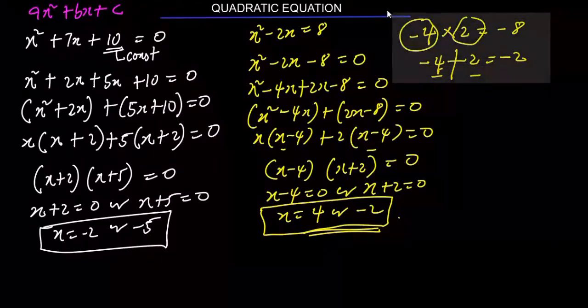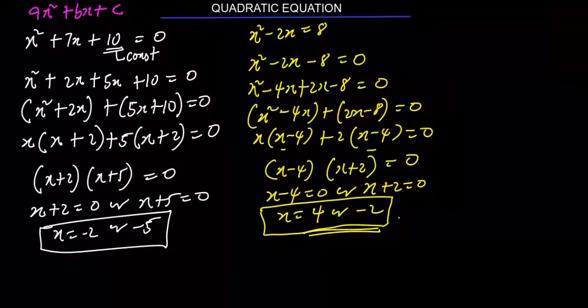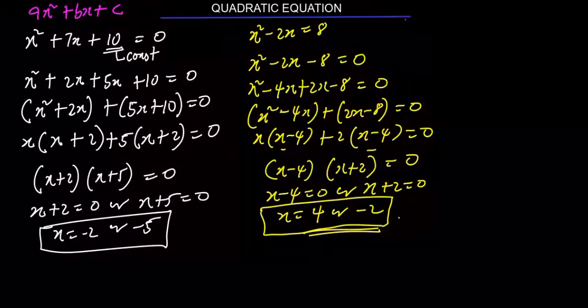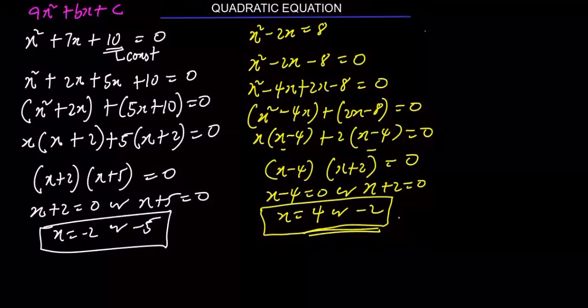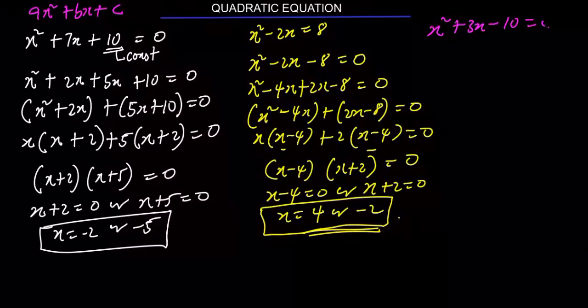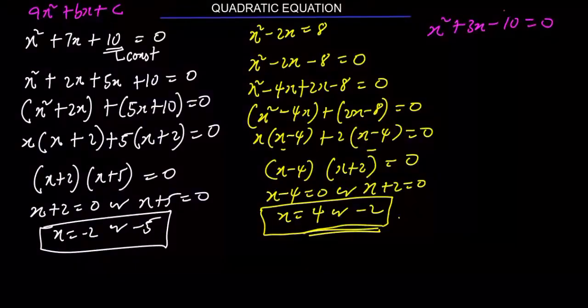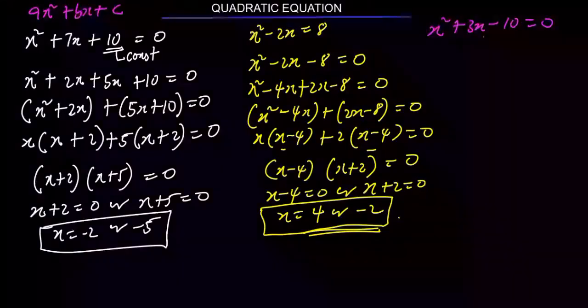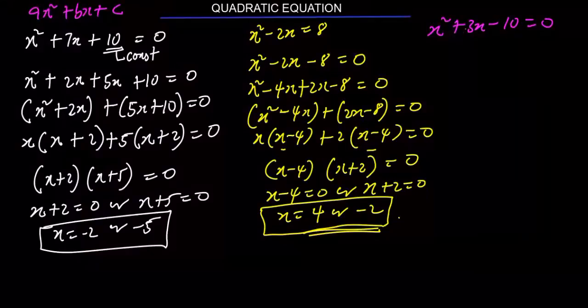Then, lastly, what if I have this question? If I have x squared plus 3x minus 10 equal to 0, what will I do? Find two numbers that you multiply together to give me minus 10, and when I add them together, they will give me plus 3.